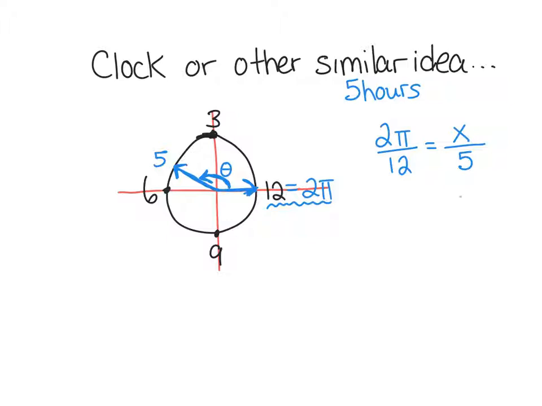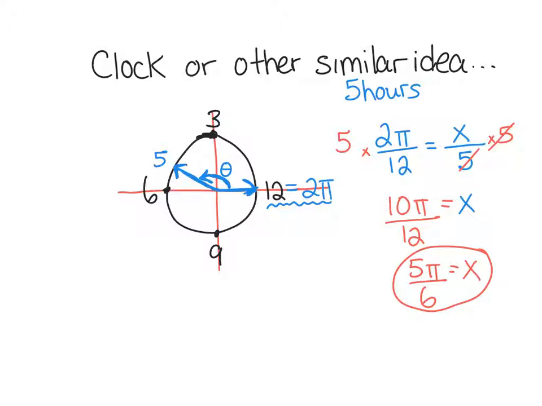So I just need to isolate x. So I'm just going to multiply both sides by 5. If I multiply this by 5, they cancel. And then I just have to multiply that by 5. So I get 10 pi over 12. And if I reduce that to lowest terms, I get 5 pi over 6. So it turns out in 5 hours on a clock, the hour hand would travel 5 pi over 6 radians.